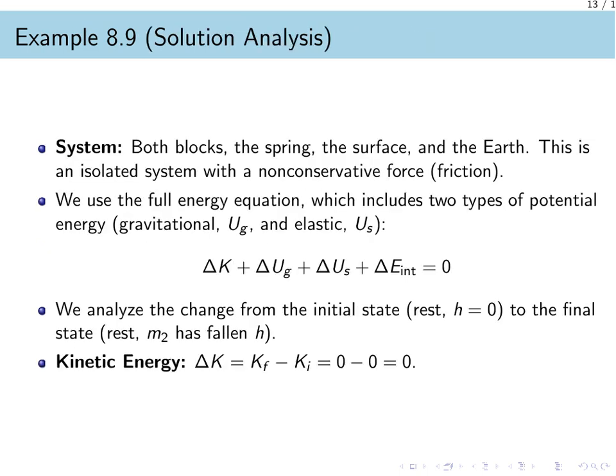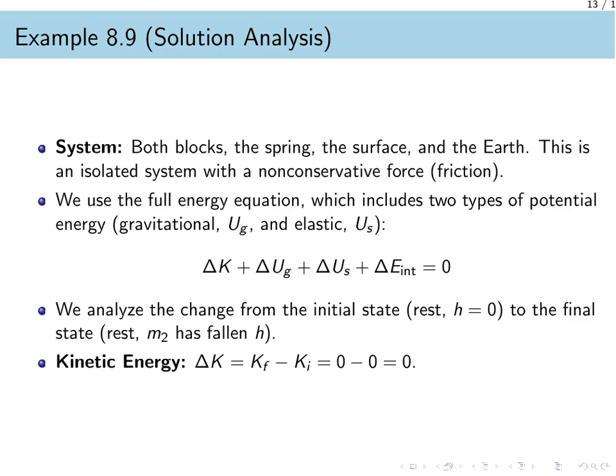To solve this, we must first define our system. To account for all energy changes, our isolated system must include both blocks, the spring, the surface, and the earth. This system has a non-conservative force, friction, and two types of potential energy, gravitational and elastic. Therefore, we must use the full energy equation, written as delta K plus delta U sub G plus delta U sub S plus delta E internal equals 0.